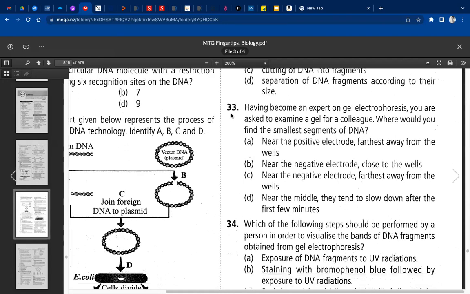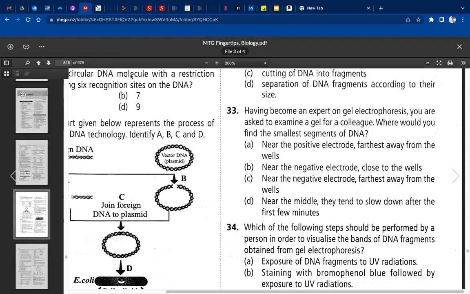Question number 33. Donna, just read. Atif, question 33. Yes, sir. Having become an expert on gel electrophoresis, you're asked to examine a gel for a colleague. Where would you find the smallest segments of DNA?